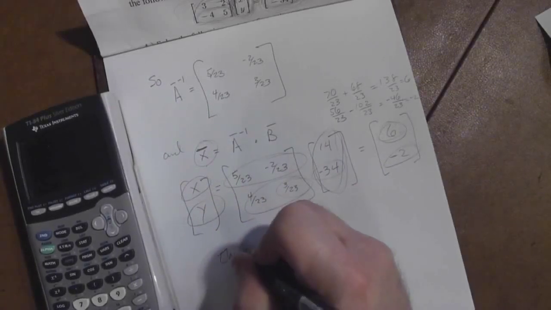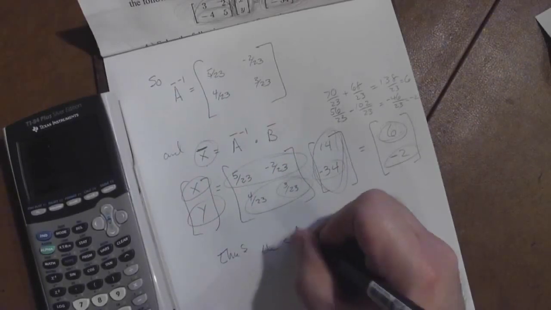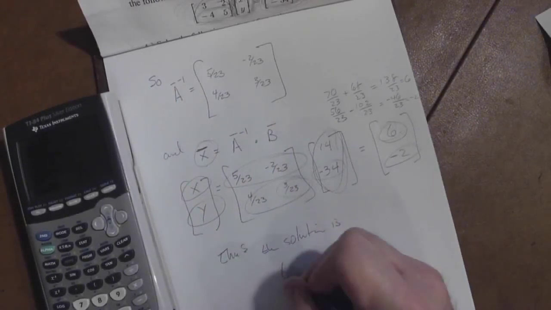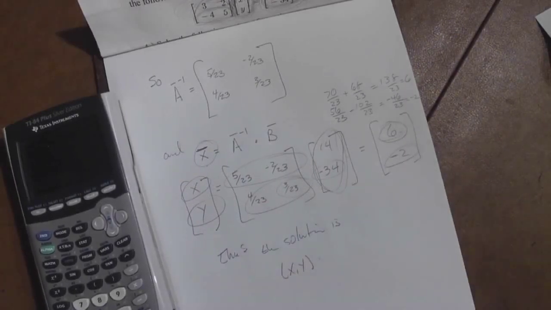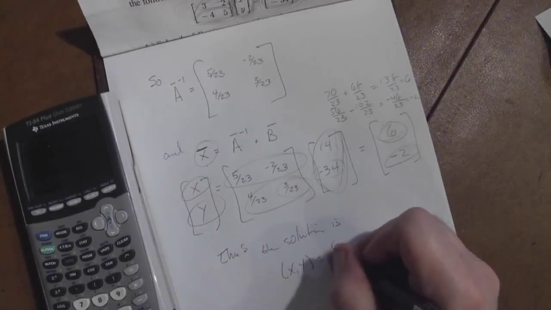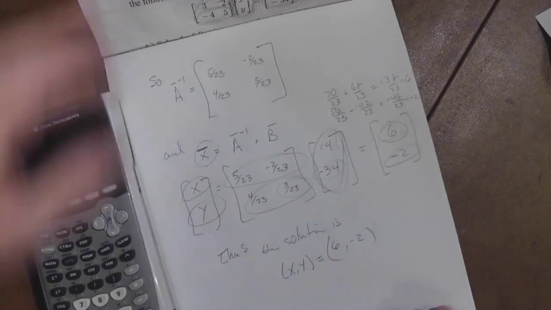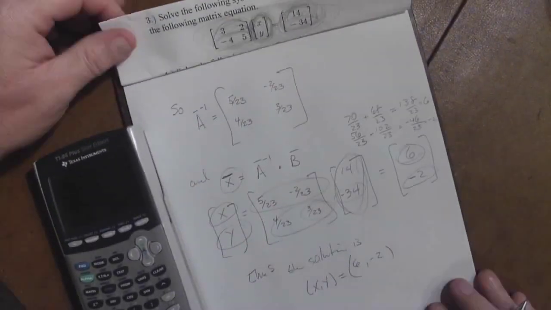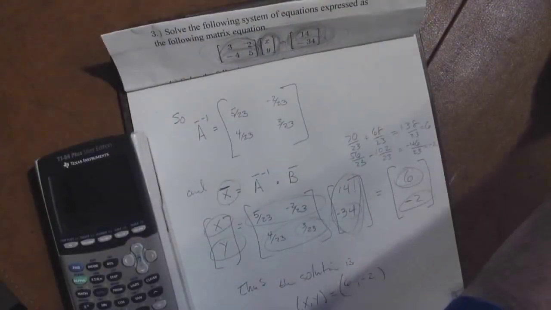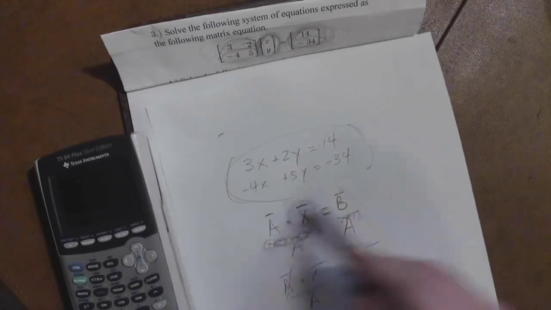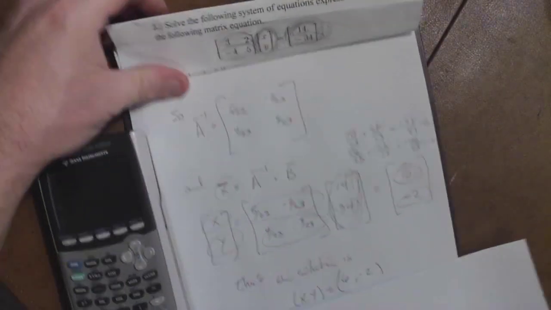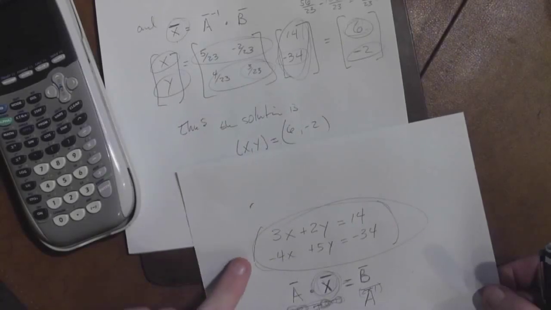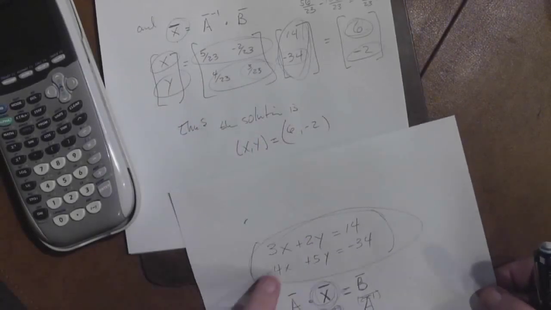Thus, the solution is x comma y equal to 6 comma negative 2 in value. That is the solution back here to this system of equations, this system of equations that's being expressed as a matrix statement. This system seen right here, its solution is this value we just calculated as being 6 negative 2, and I do believe you can go through and check that. That does sound correct.